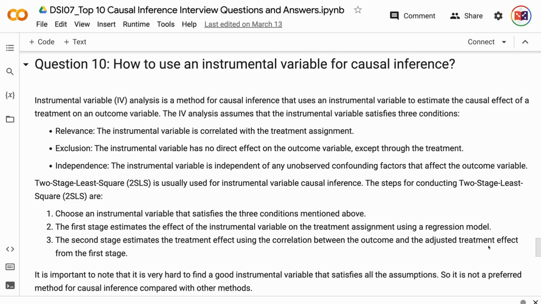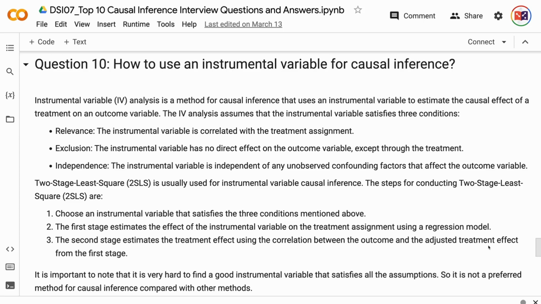Independence. The instrumental variable is independent of any unobserved confounding factors that affect the outcome variable. Two-stage least square is usually used for instrumental variable causal inference. The steps for conducting two-stage least square are: 1. Choose an instrumental variable that satisfies the three conditions mentioned above.